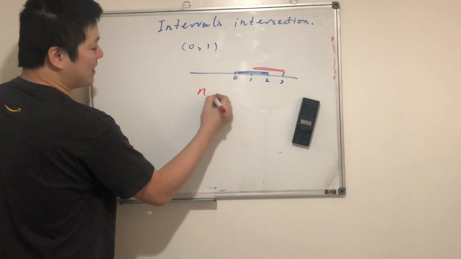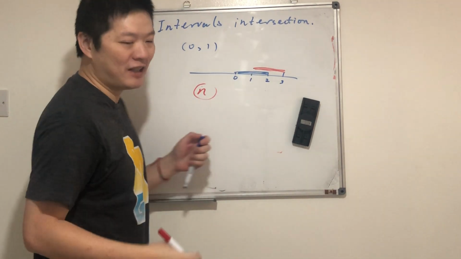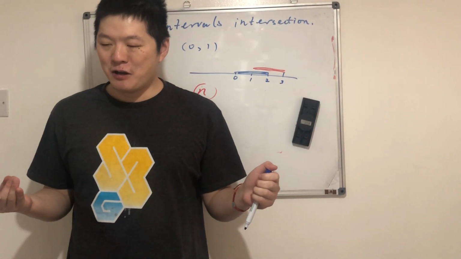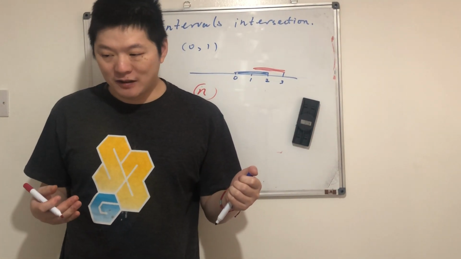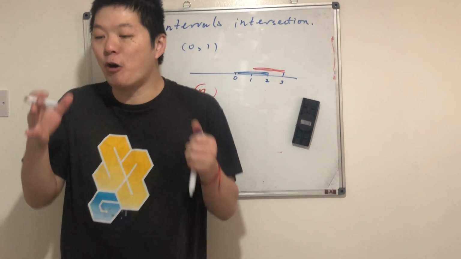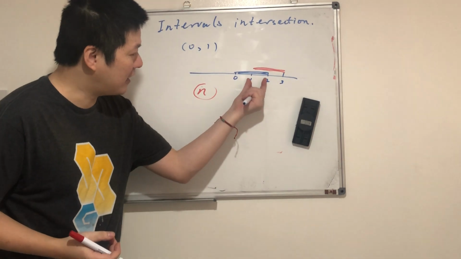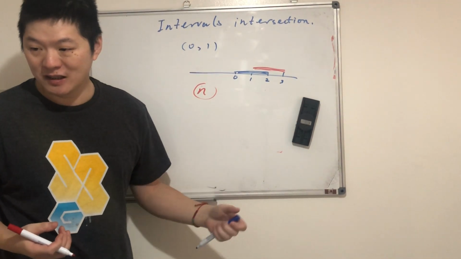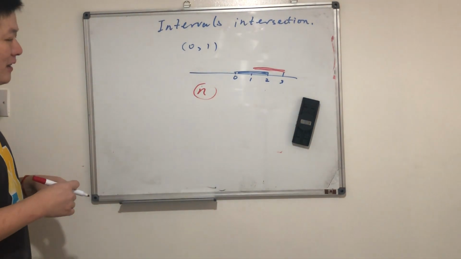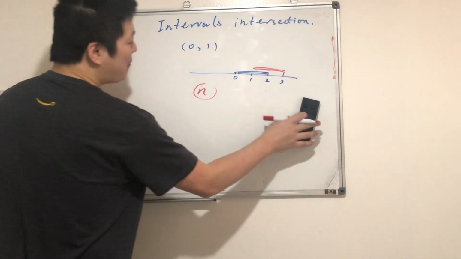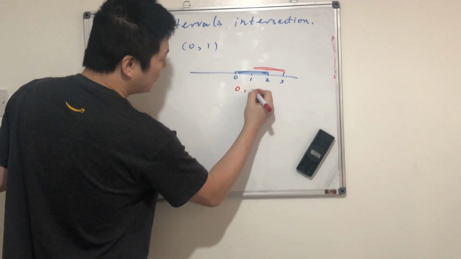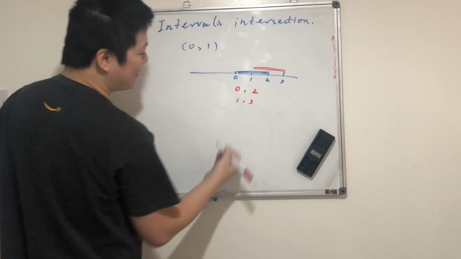So let's say there is a list of n intervals. Can you design an algorithm to find the common part? An algorithm is a way, a method, to find out the common part of all intervals. Do you know how to do it? How about we start with two intervals, 0, 2 and 1, 3. How can you find the common interval?